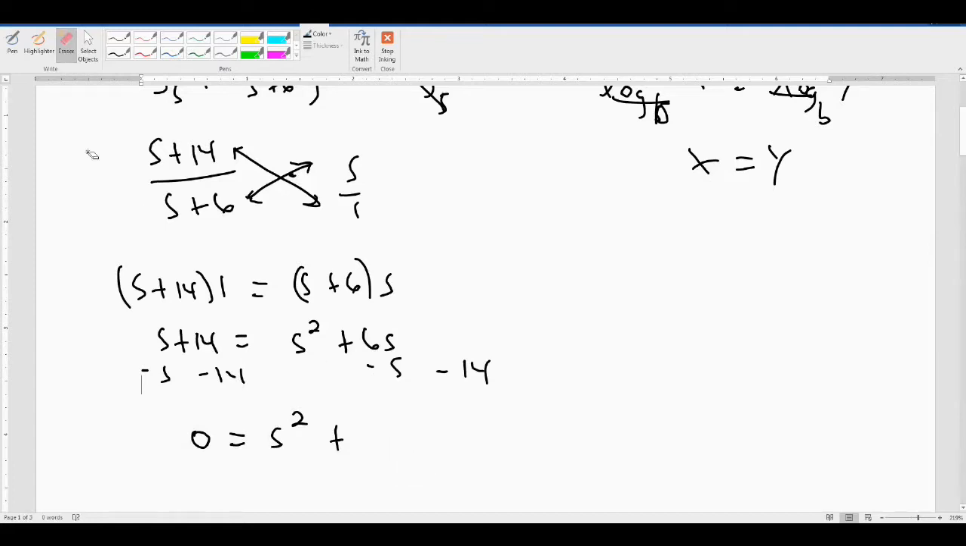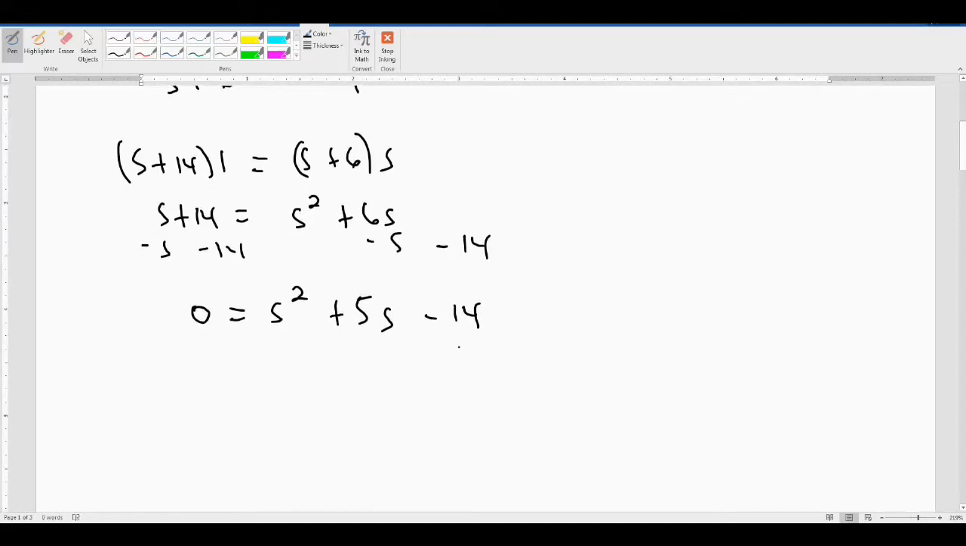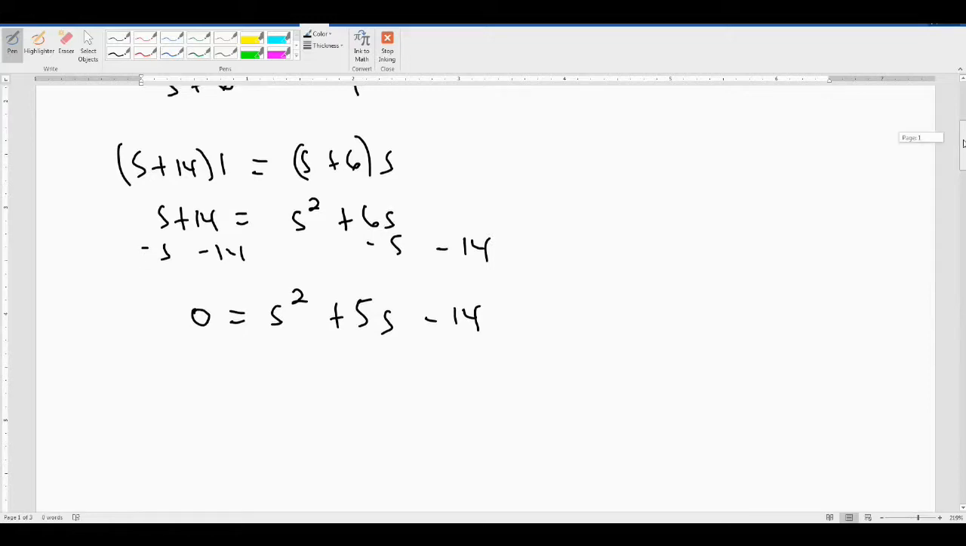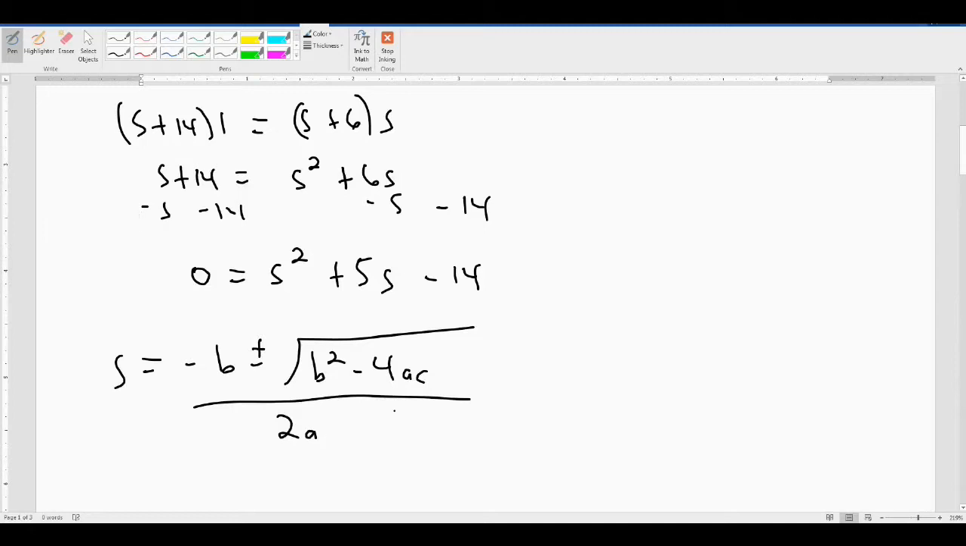Let me erase that, make it look better. Minus 14. Now to solve this quadratic equation, you can use the quadratic formula if you want. You can also graph it if you want. You can also factor if you want. I'm just going to use the quadratic formula in this example, which is x equals, it's actually not going to be x in this problem, it's actually going to be s. Negative b plus or minus the square root of b squared minus 4ac, all over 2a.